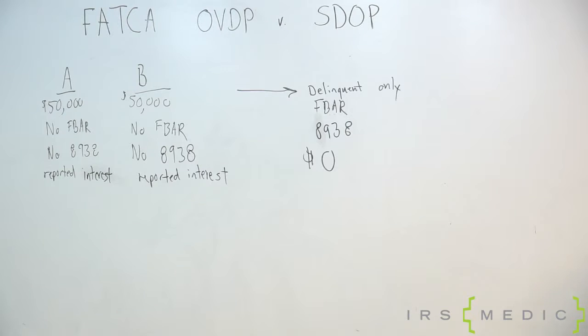Okay, so I wanted to give a very simple example here. On this board, let's just assume that there's a U.S. person with two offshore accounts, offshore account A and offshore account B. There's $50,000 in both A and B. And in both accounts, no FBAR and no 8938 was reported.